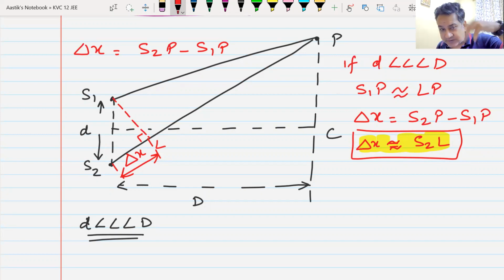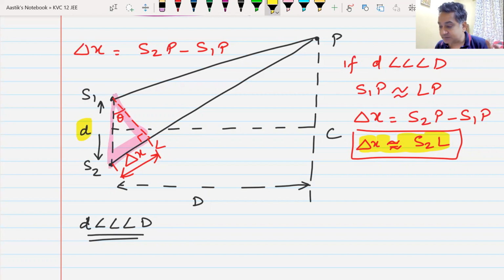Capital D is very large compared to small d. Now, if I call this angle theta, this is the right angle triangle. What is the right angle triangle? This pink thing is the right angle triangle. Yes or no, my dear friends? Yes. From here, you know the value of D, which is the hypotenuse.